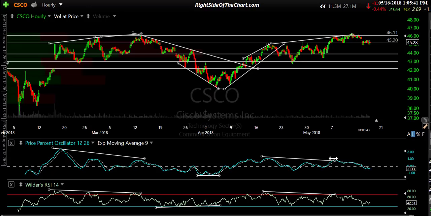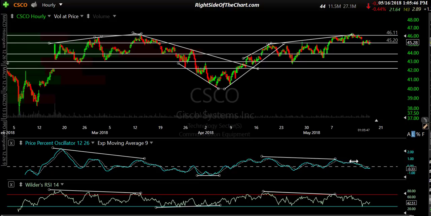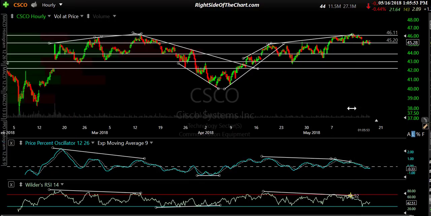Cisco, there it is. We had a divergent high right here. Actually, that divergence extends right here to this point. We went on to make a slightly higher high up to right here. So at those crosshairs, that's where we take this divergence out. And Cisco's starting to roll over.